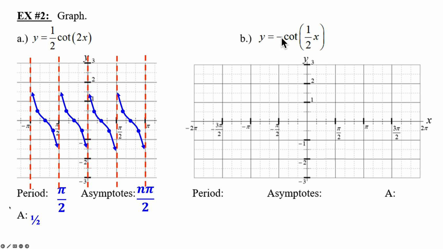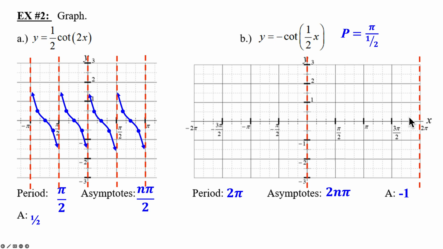Okay, y equals negative 1 is my a. Cotangent of 1/2 x, so b is 1/2. So that's going to give me a period length of 2 pi. So now I'll start at 0, and instead of going out to pi, we're going to go over to 2 pi. So that's going to be 0, 2 pi, 4 pi, 6 pi, all even numbers. So that's 2n pi for my asymptote lines. And my a is a negative 1.